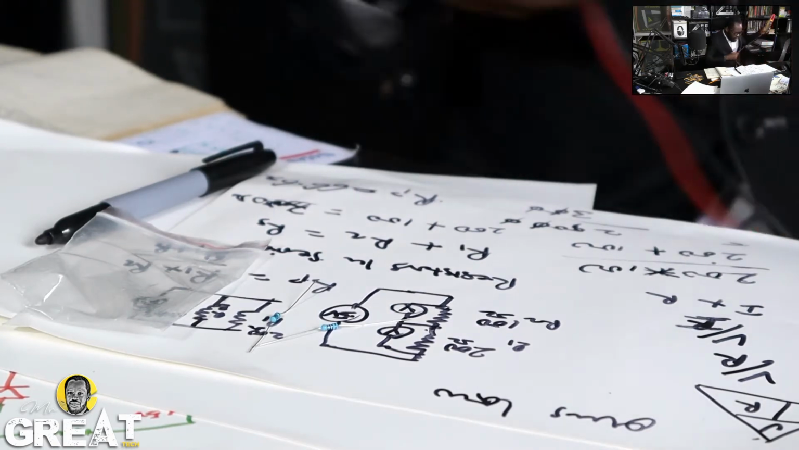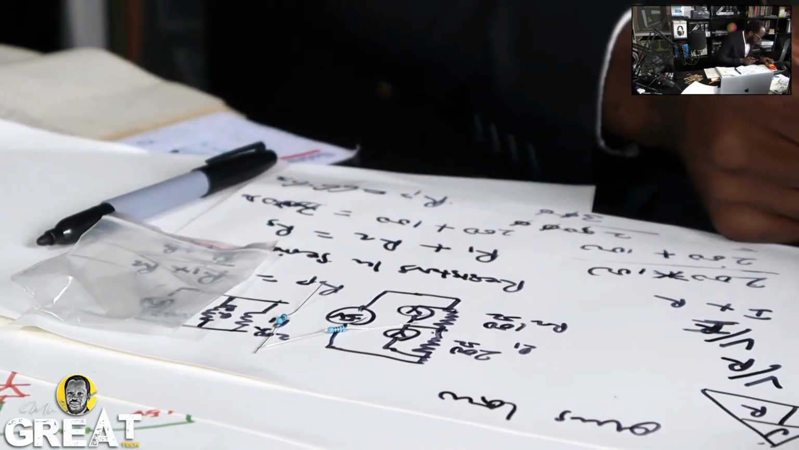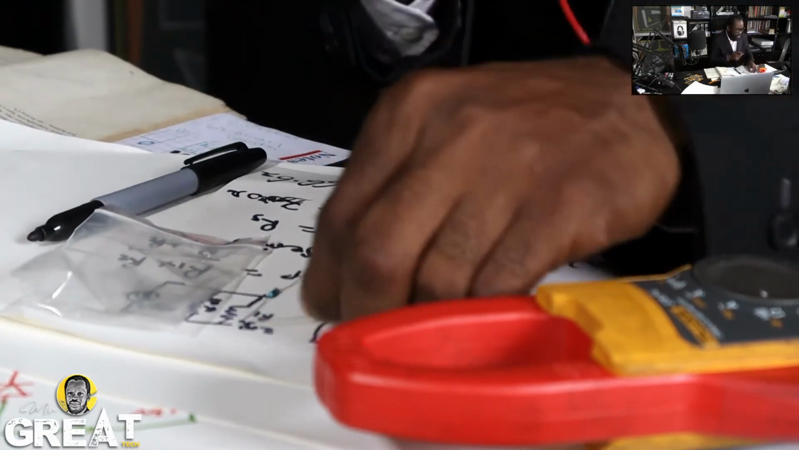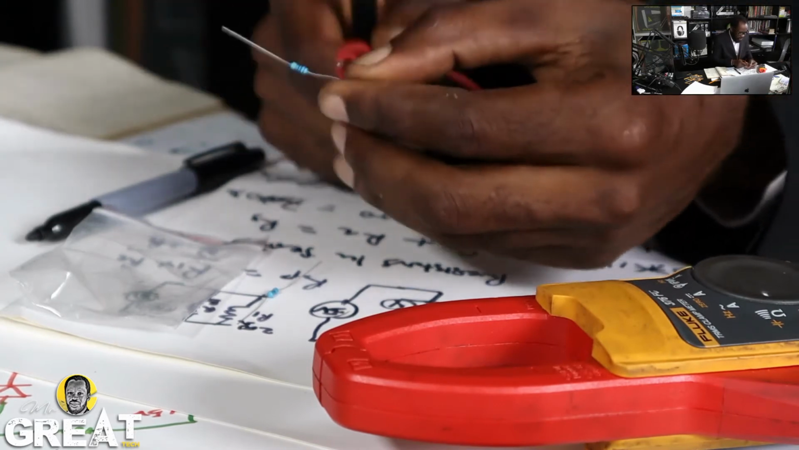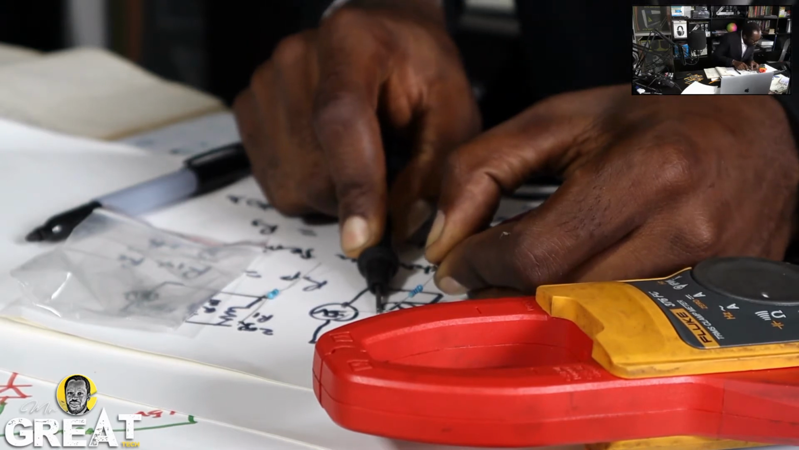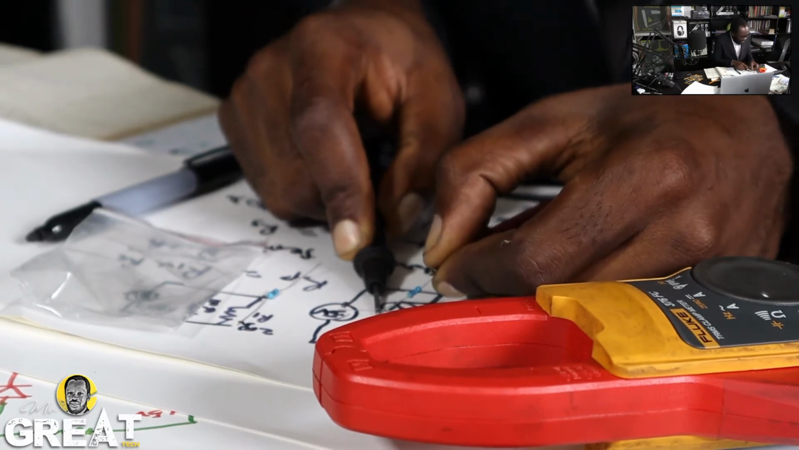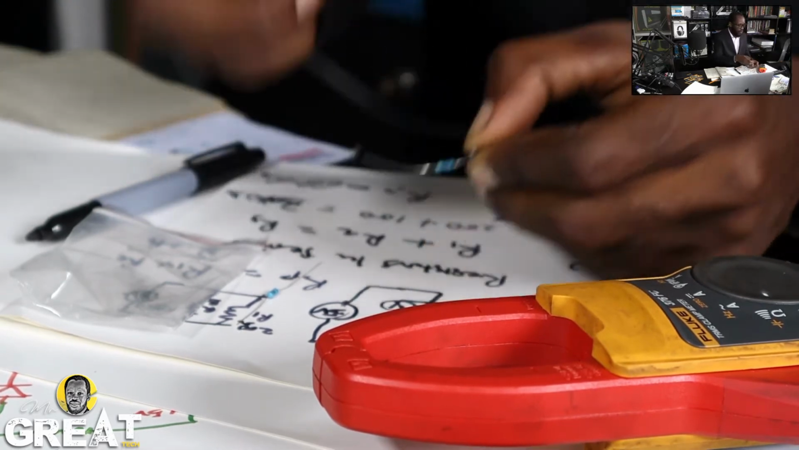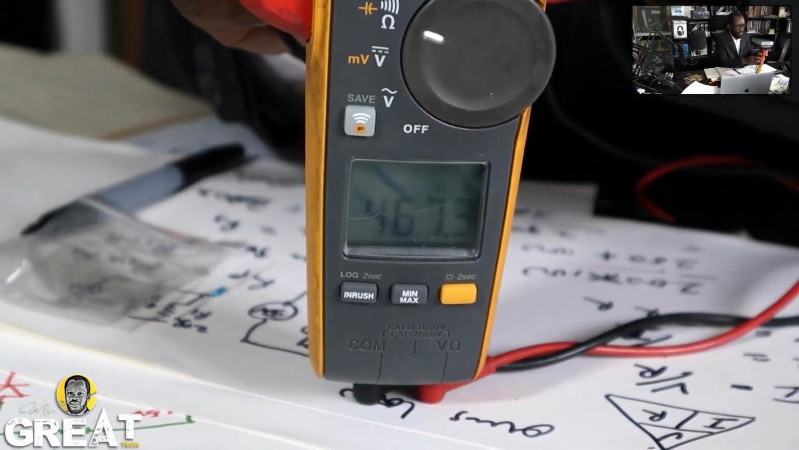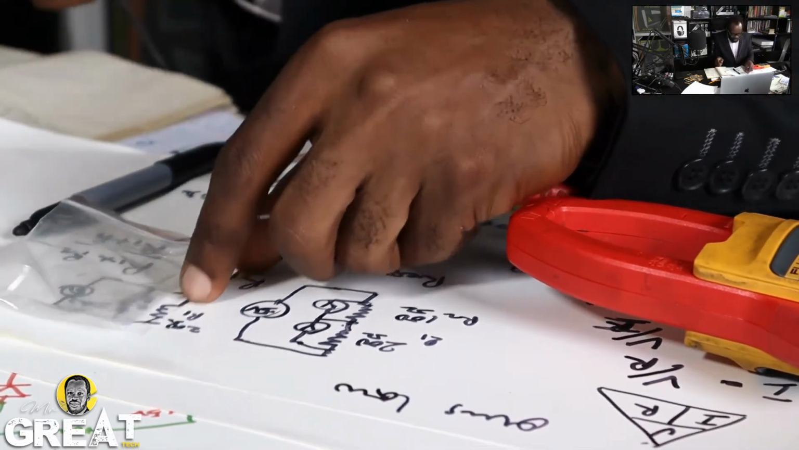If you don't know how to read color coding, that's another topic of its own. You can use your meter, switch it to resistance, and test it. Hold one side of the resistor and read the other side, and you have 467. It will not give you exactly 470, but it will be very close to it. So 467, that is 470.